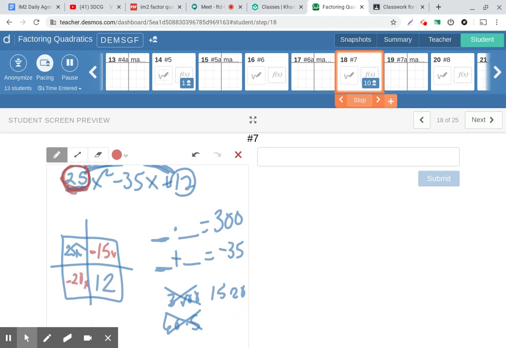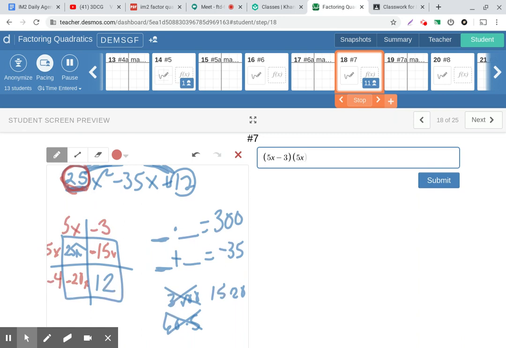So now you're going to figure out, what numbers divide into 25 and 15? 5x. That means this is 5x. That means this is negative 4, because that's 20. 5 times 4 is 20. And this has to be negative 3. So my factored form here would be 5x minus 3 times 5x minus 4.